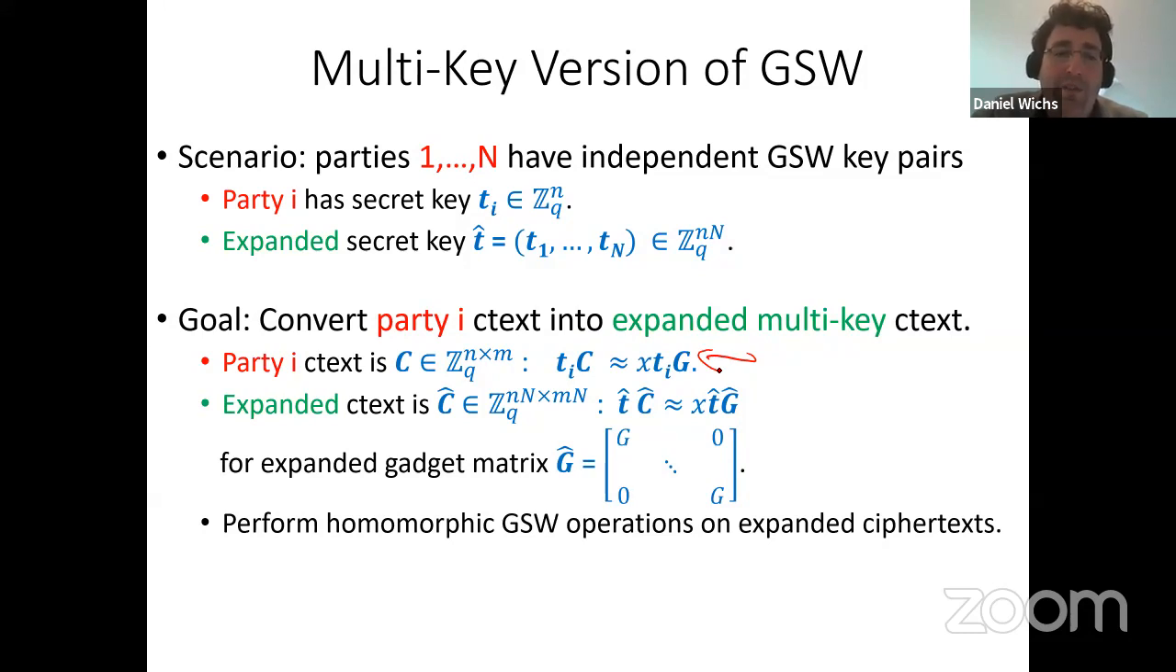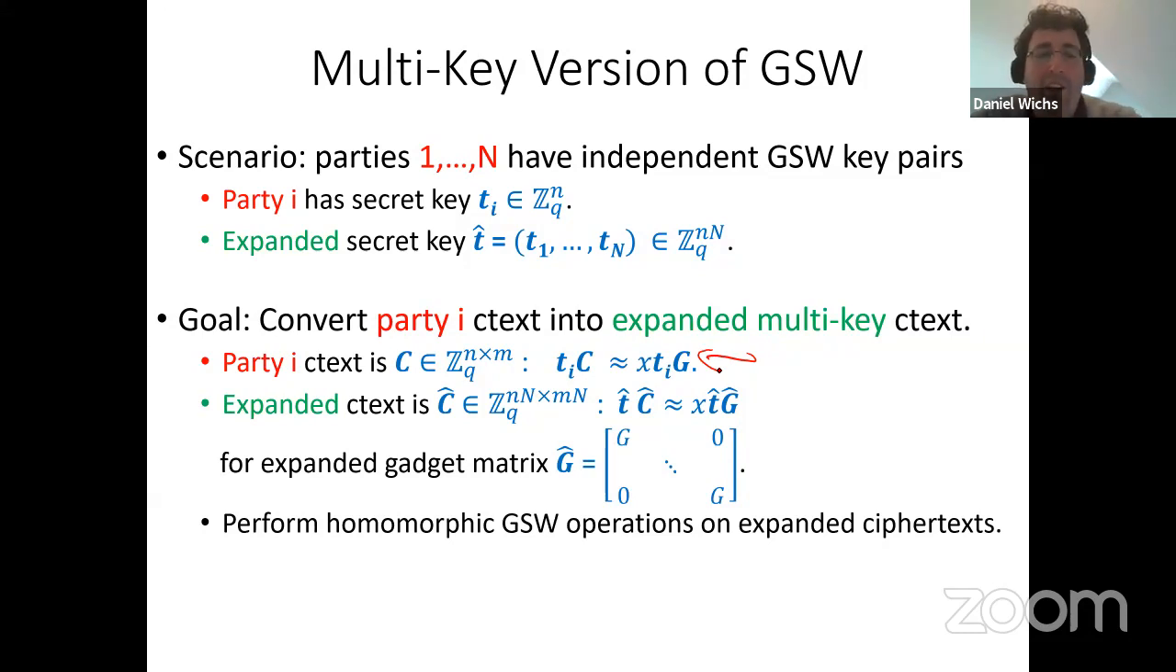And now all the ciphertexts are under the same secret key T hat, so I can perform homomorphic operations on them the same way I would on basic GSW ciphertext. So just the dimensions grow, but otherwise everything else is exactly the same. So I can then compute on all these expanded ciphertexts because they're all under the same key, namely the expanded key T hat.